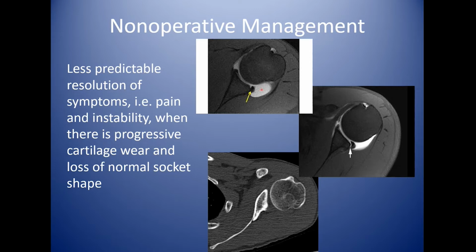So the less of a cup you have from a bony standpoint, you're going to have problems keeping the ball on the socket. And that's important to understand. You have to look at these things ahead of time to counsel the patient about what our success rates are with non-operatively managing them versus do we need to think about a surgical treatment. Next slide.